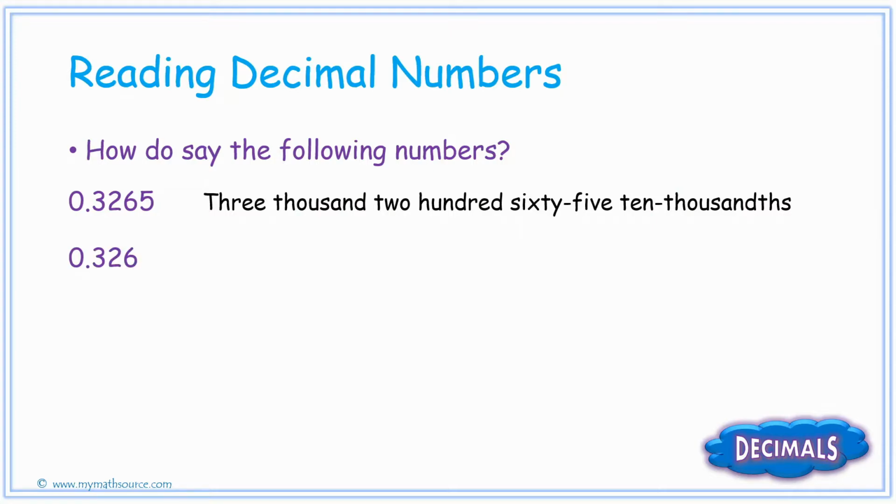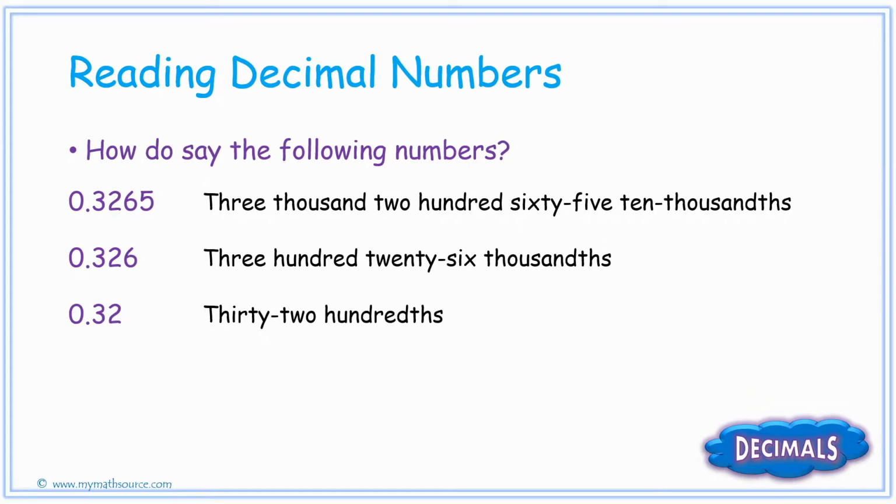Remember, if we read the digits after the decimal point as a regular number, it would be 326. The last digit, 6, is in the thousandths place, so this number is correctly read 326 thousandths. What about this number? Remember, we read the digits after the decimal point like a regular number. So we would say 32, and because 2 is in the hundredths place, we would simply say 32 hundredths.